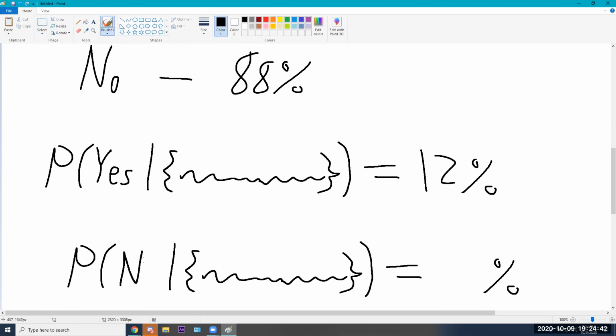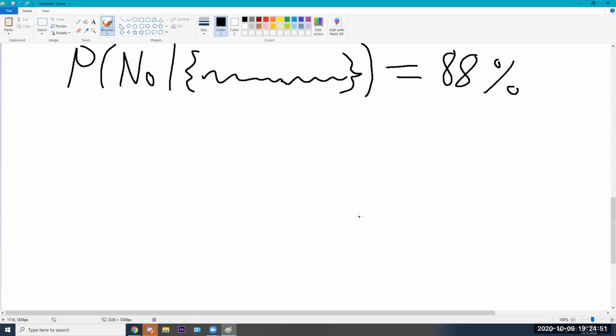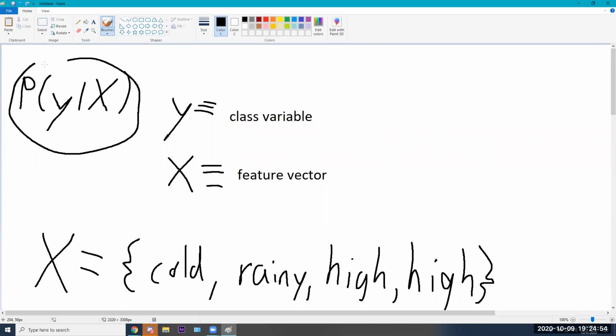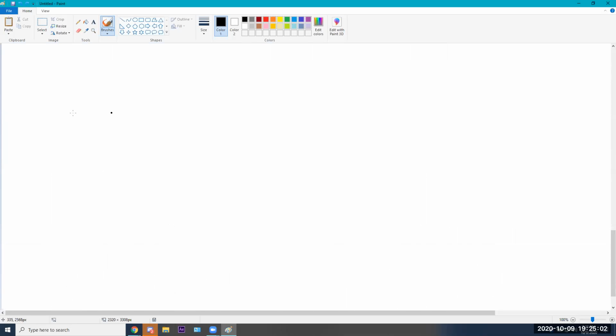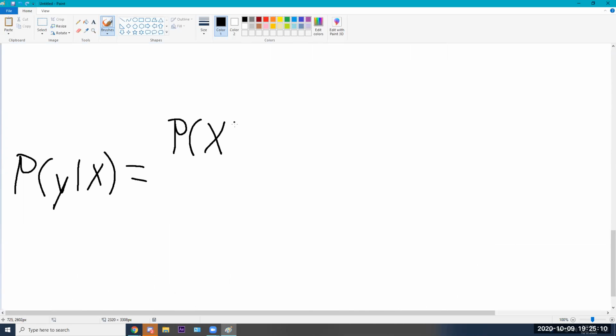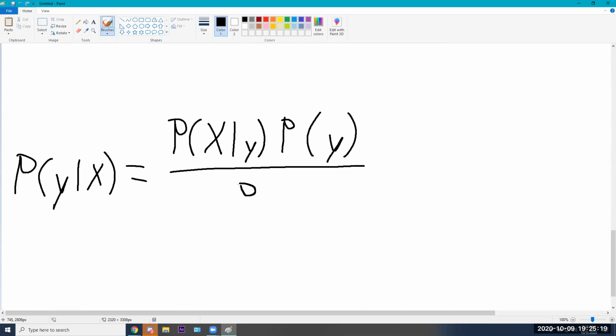And so now the question remains, how do we actually calculate these probabilities? Well, this is where the naive Bayes theorem comes into effect, right? And so when we're trying to solve for a particular class variable given our input feature vector, we just use the naive Bayes theorem to be able to calculate it. So probability of y given x is equal to the probability of x given y times the probability of y, all divided by the probability of x. Okay?